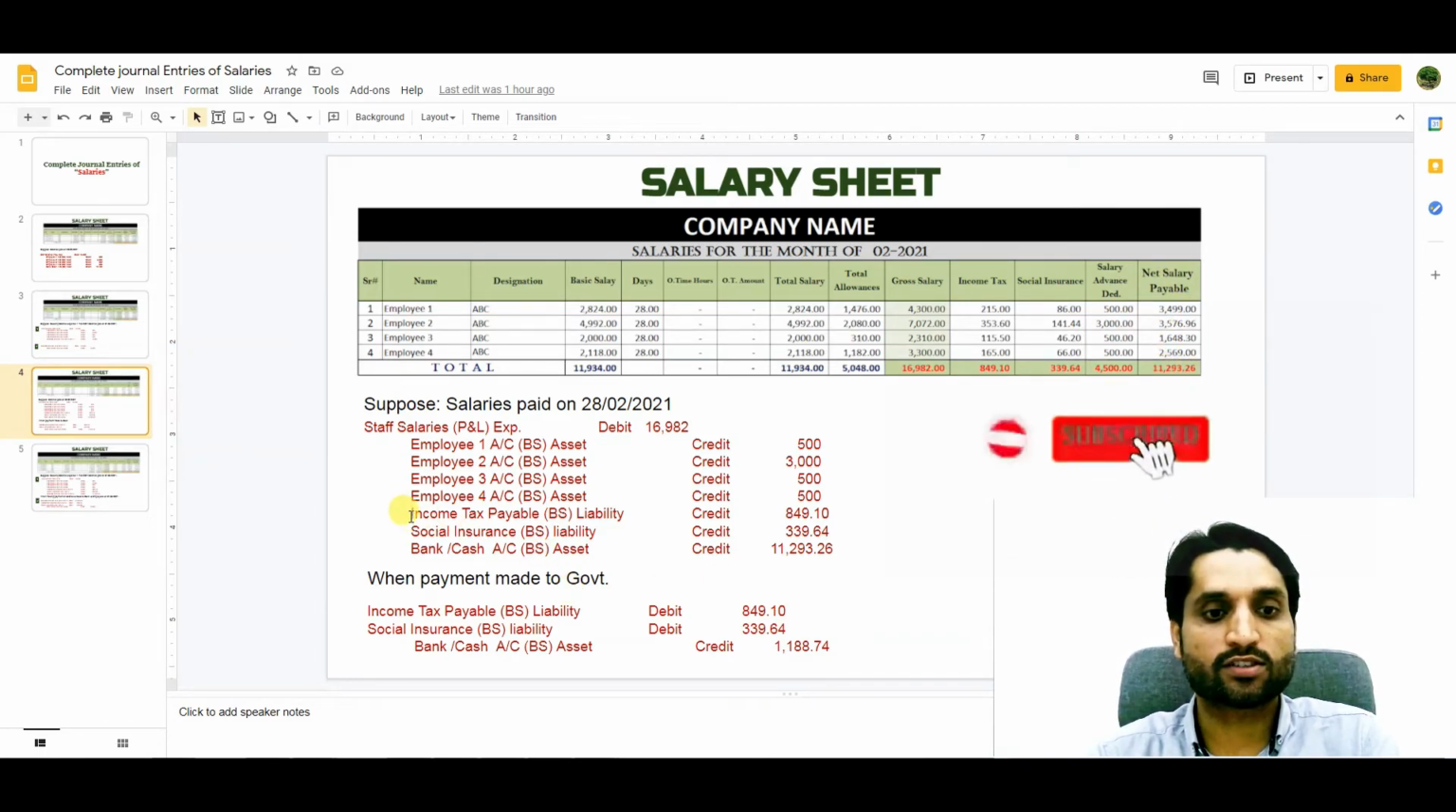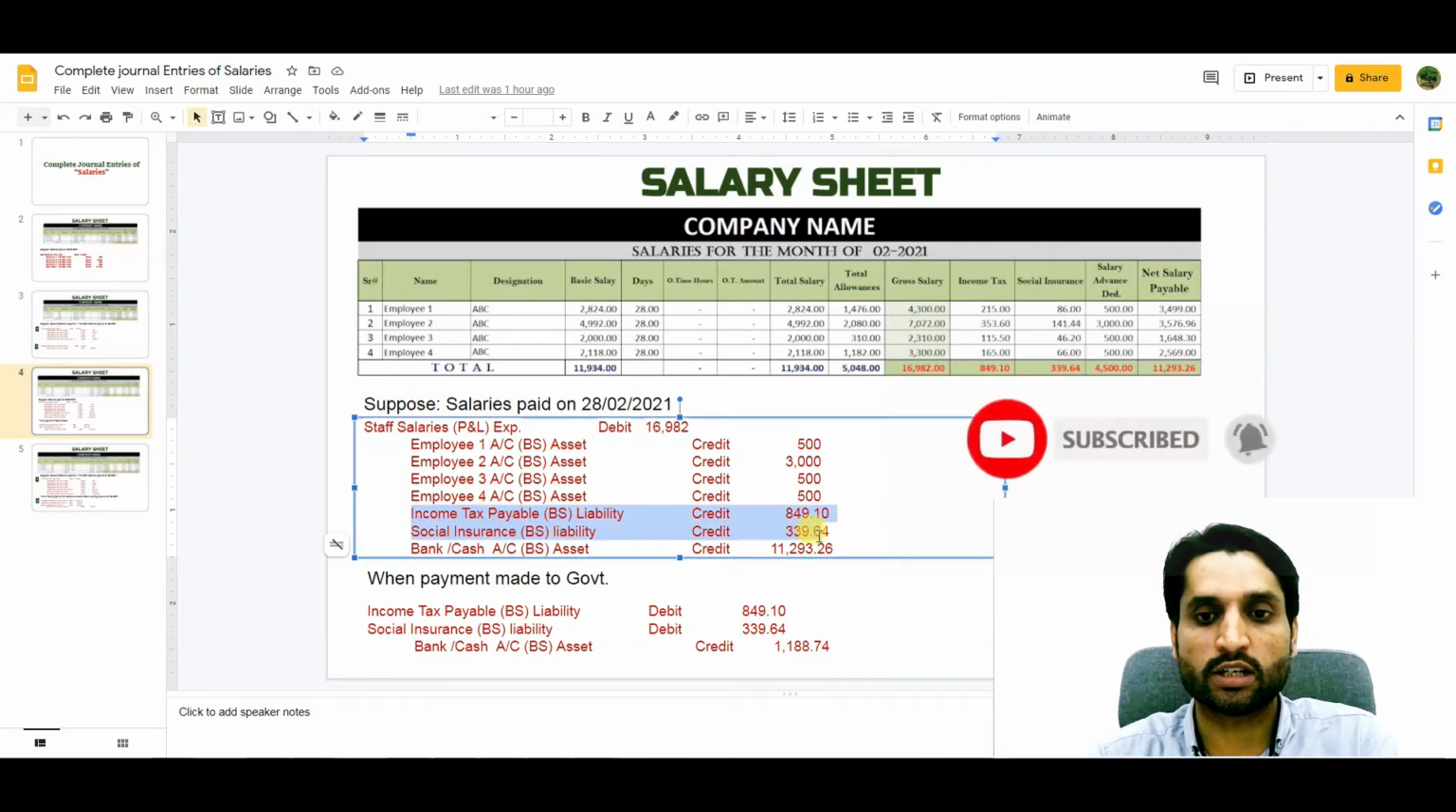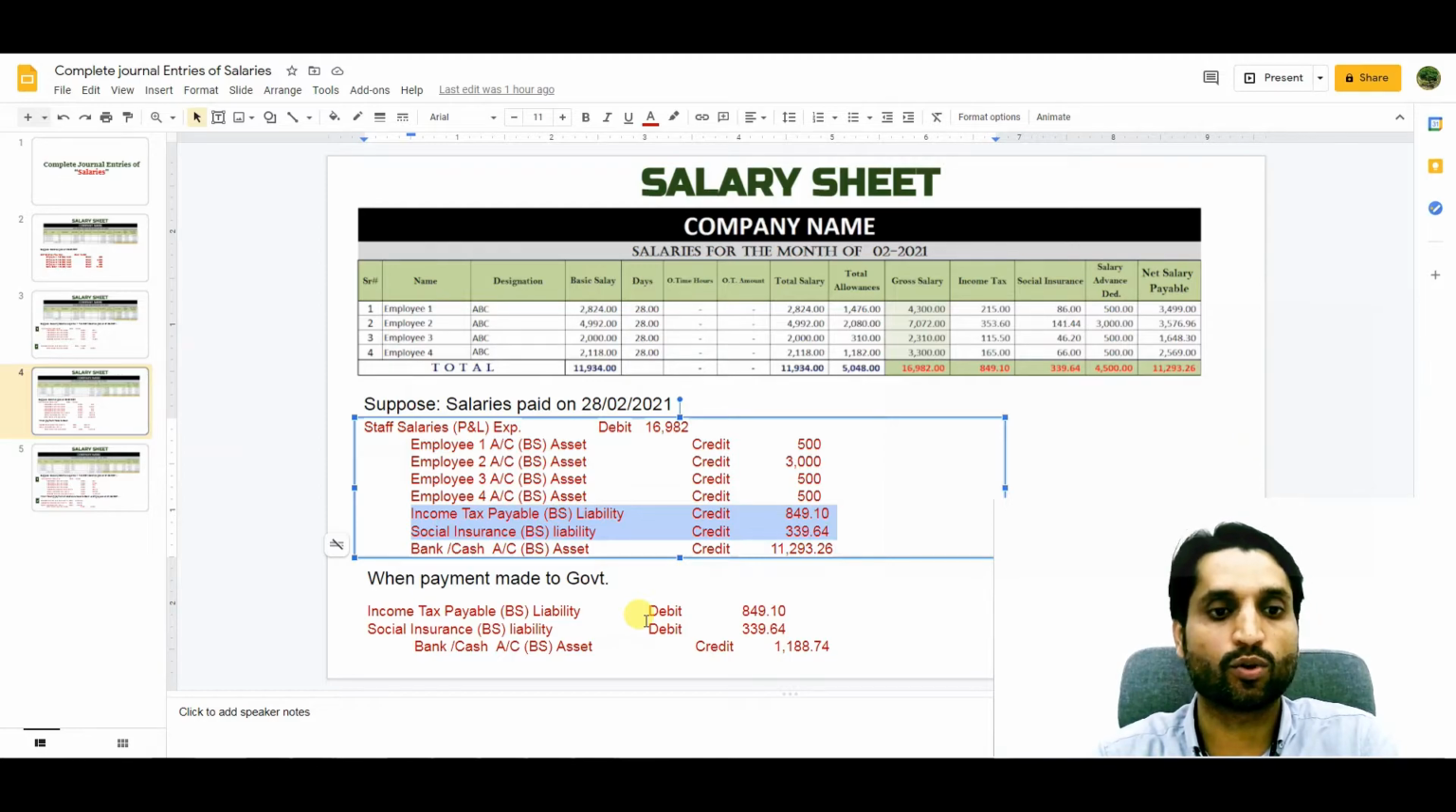Now, these two accounts, income tax and social insurance accounts, are our liabilities. At the end of the month or whenever we are going to submit our payment to the government, we are making them debit as we will decrease our liability and these taxes go to the government. So the collection will be by the government. So income tax payable balance sheet liability will be debit with this value, social insurance debit with this value, and payment made by bank or cash will be credit.